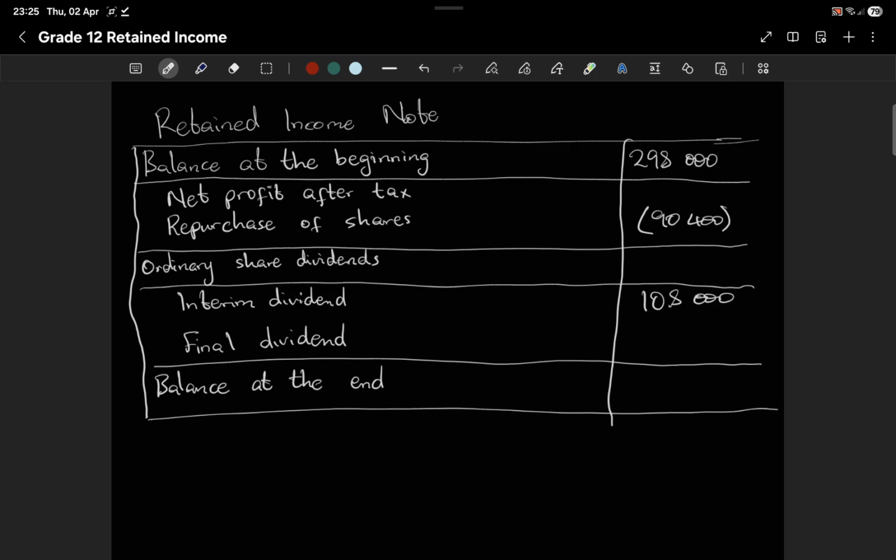What's going on here is that we have to find the amount for net profit after tax. We have to find the final dividend, which will determine the amount for the ordinary share dividends. Because to find the ordinary share dividends amount here, you have to say interim dividends plus final dividends. It will give you ordinary share dividends.